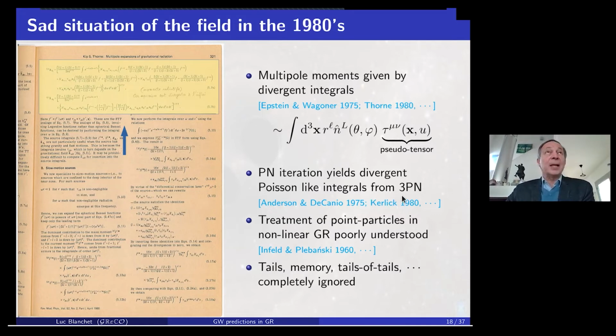This starts at 3PN order. That was a nightmare in post-Newtonian approximation for a long time. The treatment of point particles in nonlinear GR was really very poorly understood. And nonlinear effects such as tails, memory, tails of tails, and so on were completely ignored at the time.